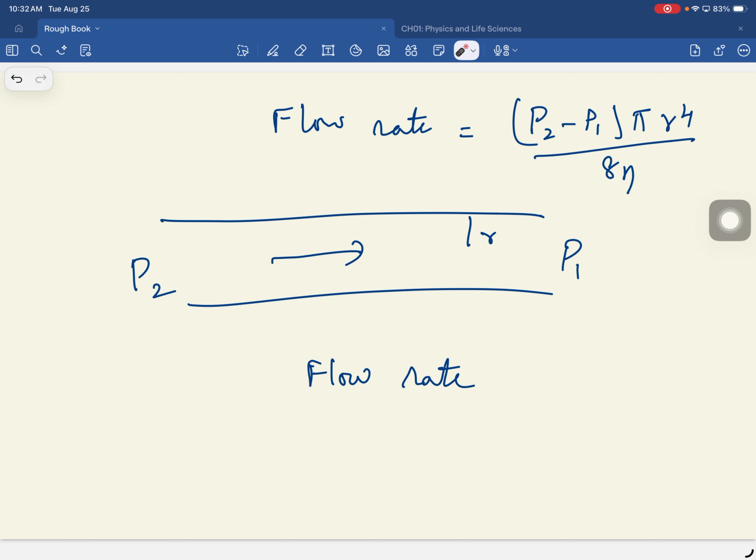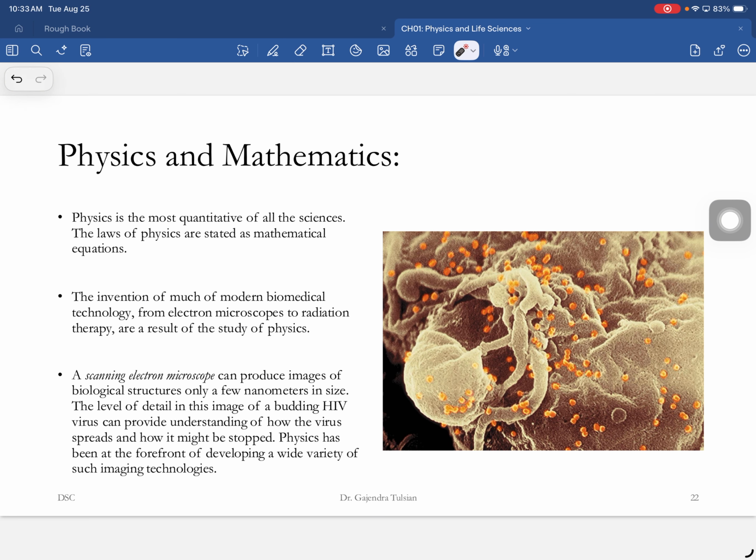So after a big meal, where is all the blood gone? To your stomach. You don't want to be playing chess then, right? Because there's no blood flowing to the brain. So anyway, the body understands to adjust; it changes flow rate to different parts of the body as and when needed. So the laws of physics are stated as mathematical equations. So the invention of much of modern biomedical technology depends on physics.